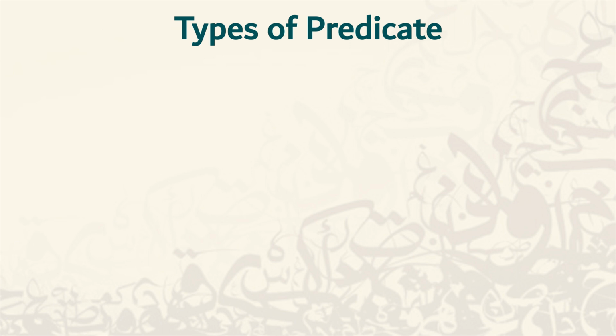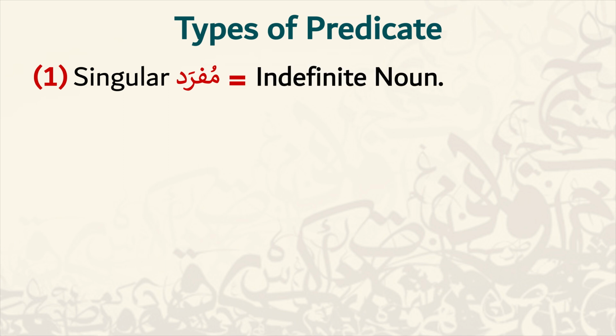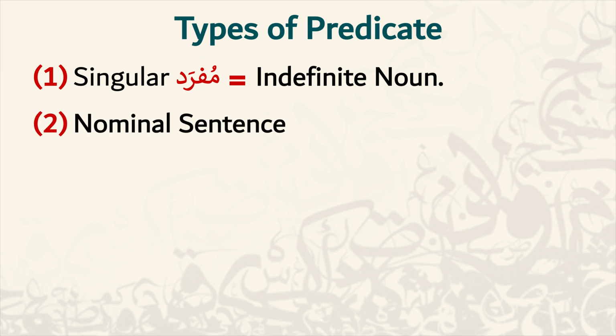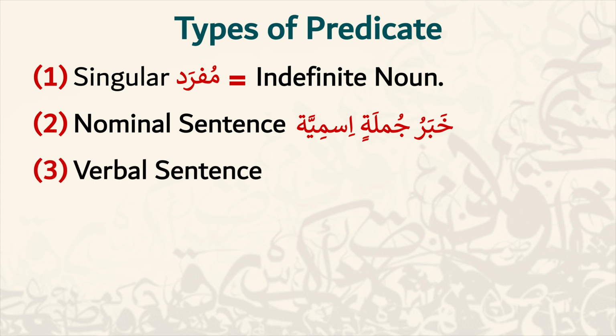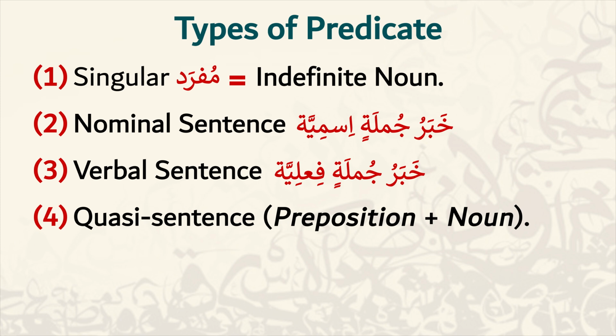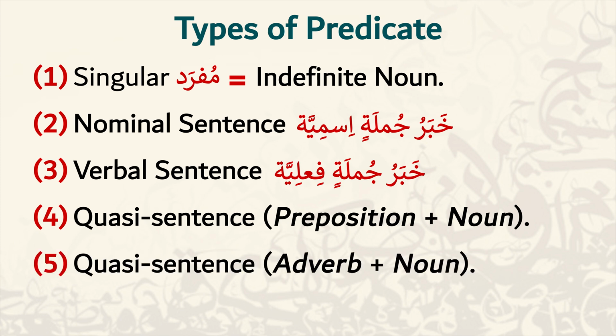So far, we have seen the predicate as singular, مفرد, single word I mean. But predicate can show up in different shapes. It can be a single word, and in this case, it's indefinite. It can be a sentence, جملة, both types of sentences, nominal sentence predicate or verbal sentence predicate. And also it can be a quasi-sentence, شبه جملة, in both its shapes, a preposition and a noun, or an adverb and a noun. Let's check these examples.